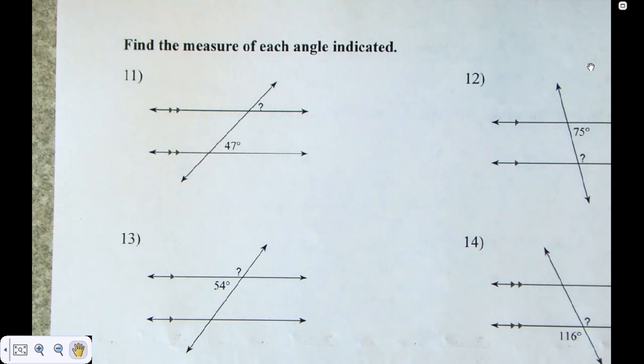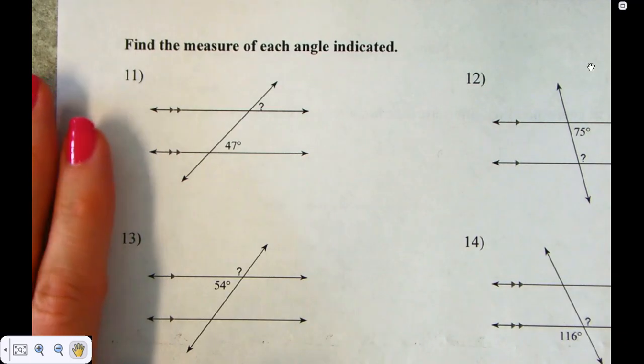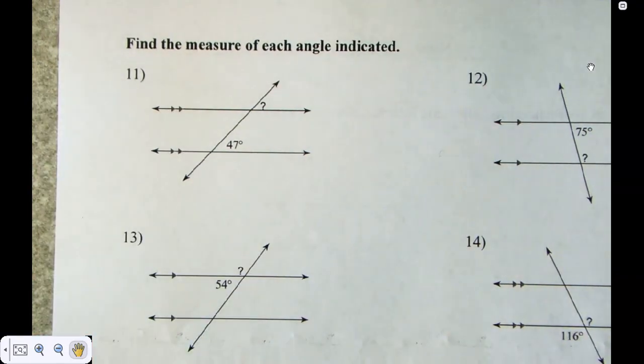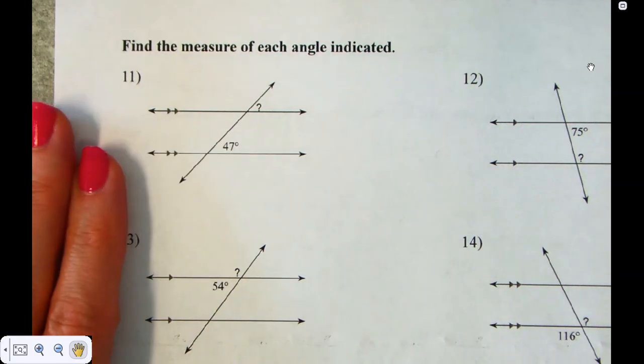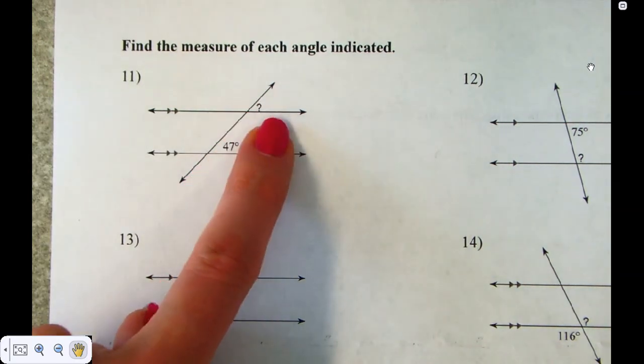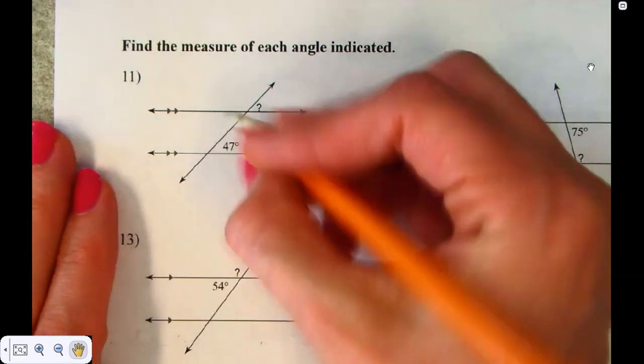All right, so we are going to go through the guided notes portion for your angle pairs. I'm going to go through a couple on here just so you have it as a guide, and then you're able to do that homework that's posted to Google Classroom on your own. So let's look at number 11 and look at the angles that we have here. We have 47, and then we have this question mark up here. The first thing we need to do is identify what angle pairs we have.